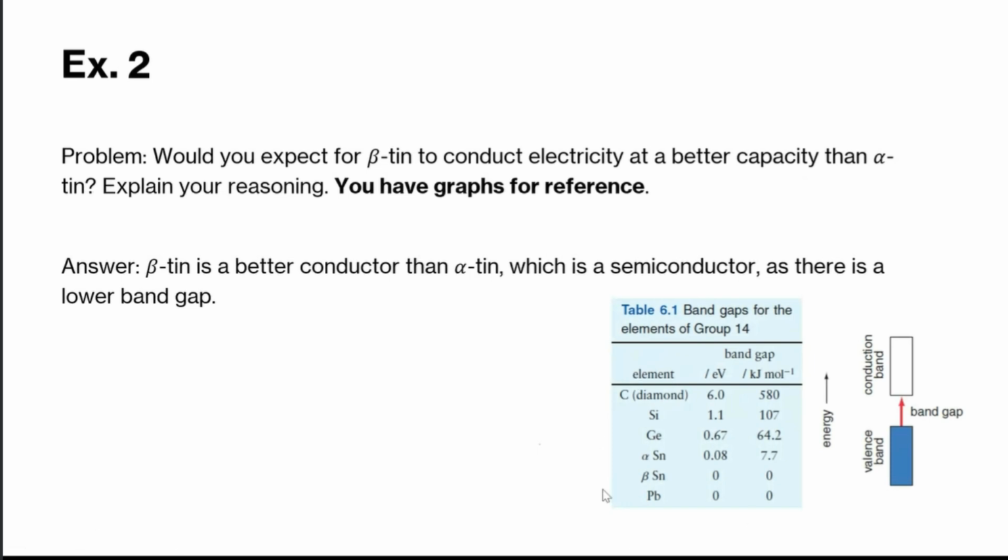Now, here's the thing. Would you expect beta tin to conduct electricity at a better capacity than alpha tin? And you have to explain your reasoning. Using this band gap concept, we can see that beta tin has a lower band gap than alpha tin. Alpha tin is actually a semiconductor, because electrons can still be promoted to that conduction band with enough thermal energy. But for beta tin, you don't even have to do that. Electrons just flow. So yeah, beta tin is a better conductor than alpha tin.